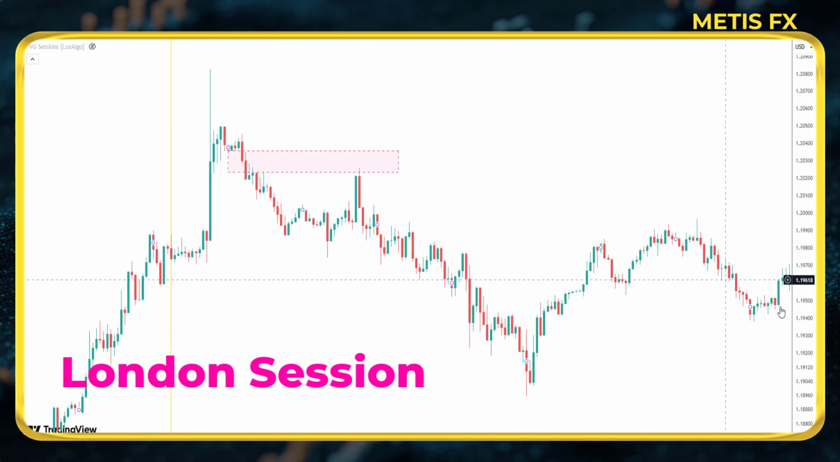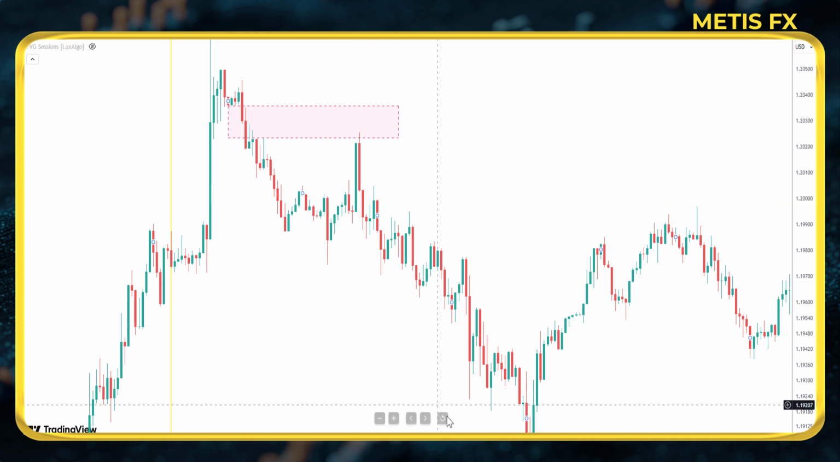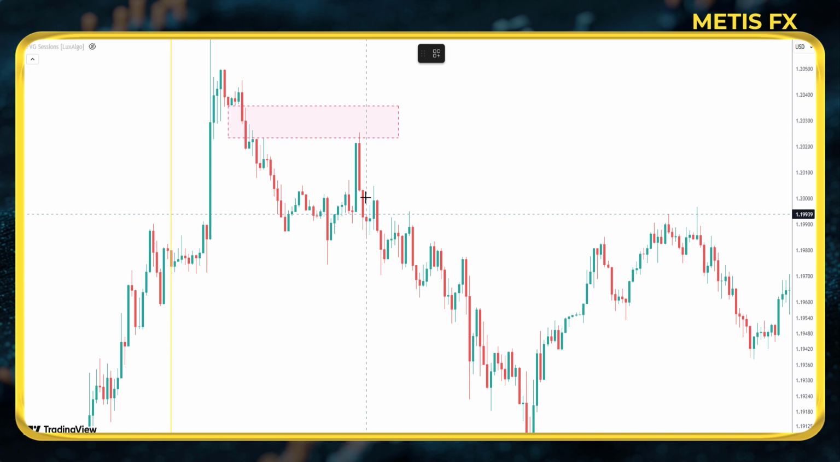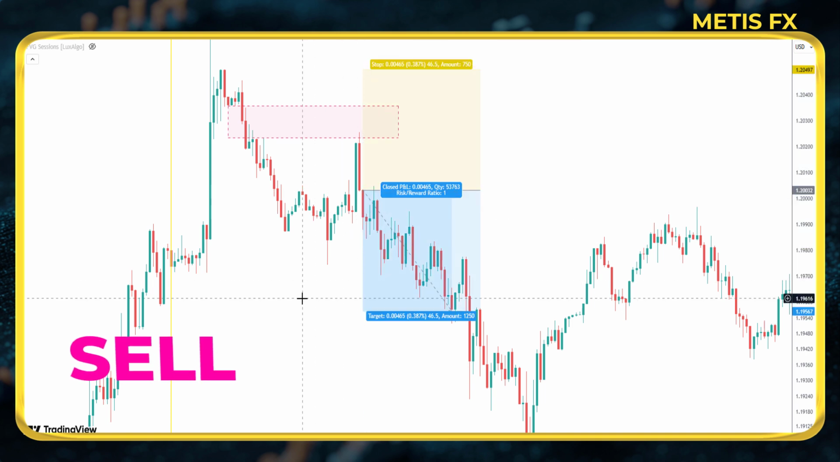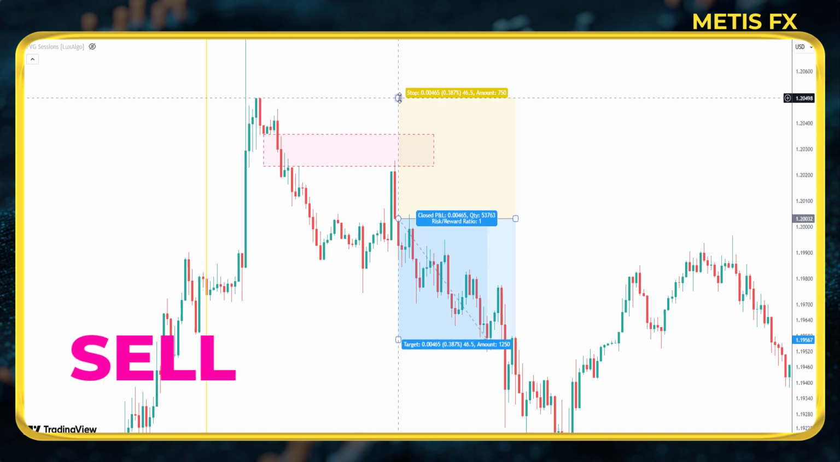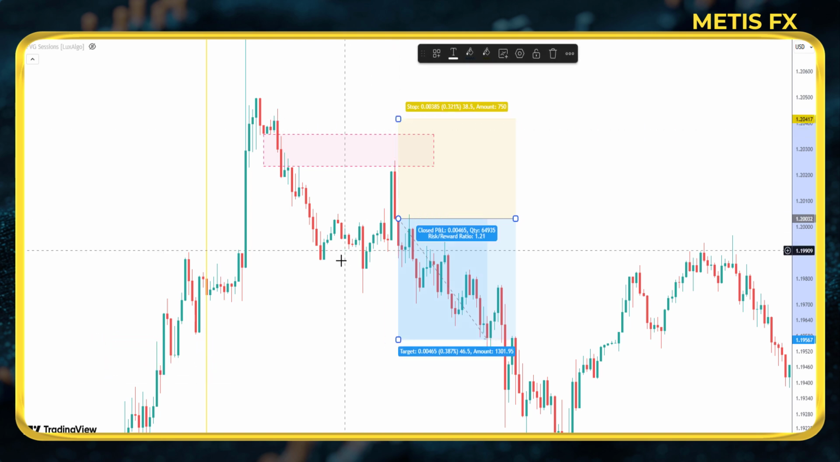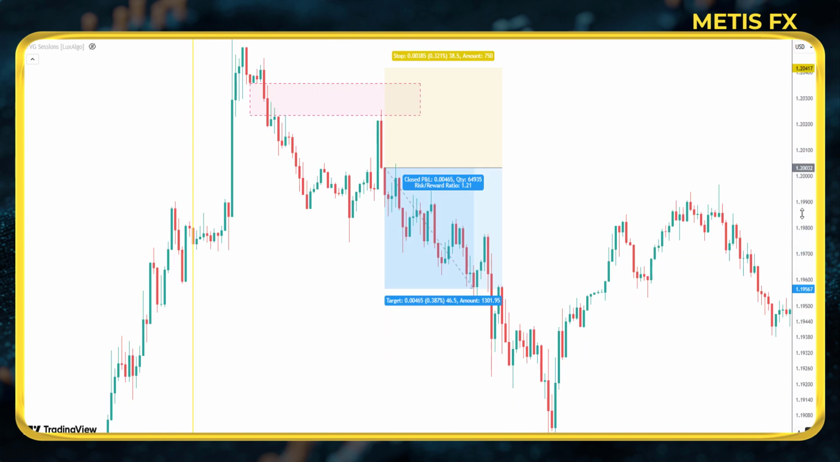When price reaches the box, wait for a confirmation candle that closes outside the box. After that confirmation candle, enter a sell trade at the open of the next candle using a market order. Place stop loss safely outside the box.